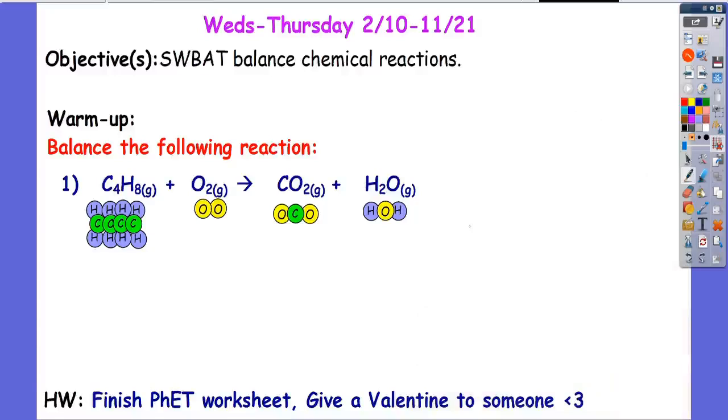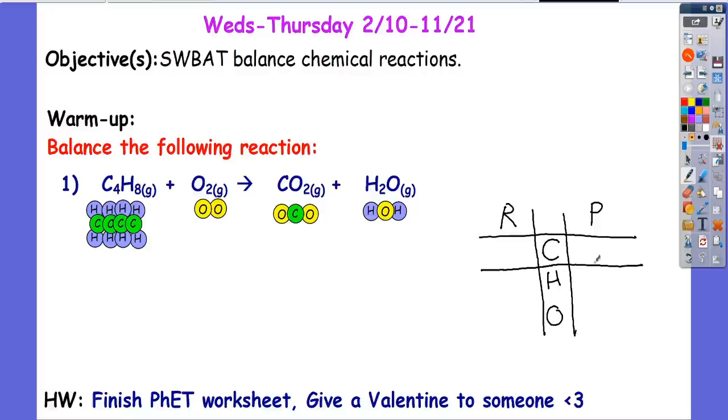So to begin, I'm going to start counting up all my different atoms and I'm going to make myself a chart. So I've got my reactants, I've got my products, and then my elements I'm using here are carbon, hydrogen, and oxygen. I know school is completely virtual right now, but having some pen and paper nearby is always a good idea to help you out. All right, so let's start counting our totals that we begin with.